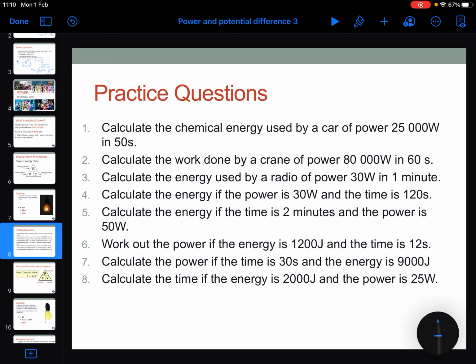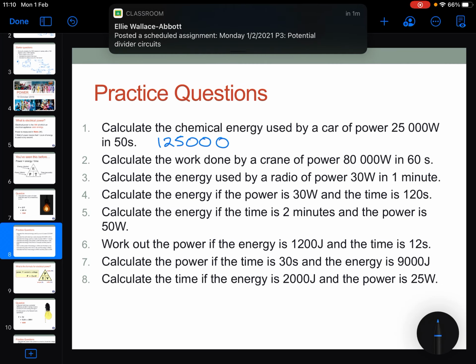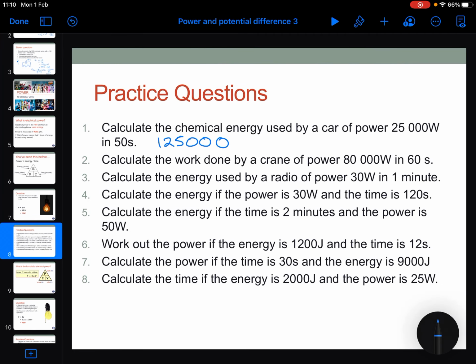Okay, so number 1, calculate the chemical energy used by a power of 25,000 watts in 50 seconds. So energy is power times time. Doesn't matter about the fact it's chemical energy, it's still just energy. And so it will be 1,250,000, oh good, and it's measured in joules.